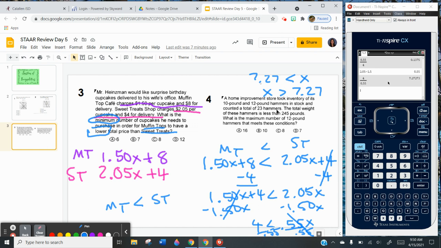So here, if you look at your answer choices, we have 6, 7, 8, or 12. So our solution is any x value greater than 7.27. What is the first whole number that is greater than 7.27? That would be 8. So 8 is the minimum number of cupcakes that you would have to order in order for Muffin Top to be less than Sweet Treats.